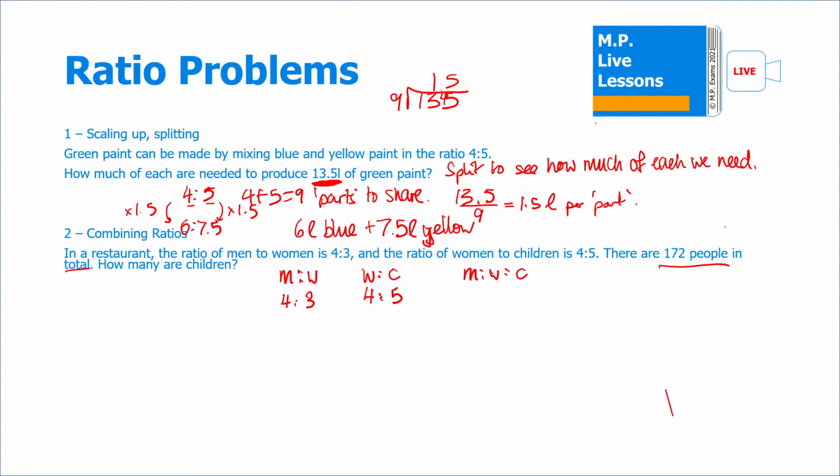We can basically, if you like, tie these ratios together because women appear in both, but they're not the same number, so we can't exactly combine them easily. So what we do is we multiply them to the same number, such as 12 in this case. So this one will multiply by 3, the other one will multiply by 4. So the ratio of men to women to children: for every 16 men, there are 12 women, and there are 15 children.